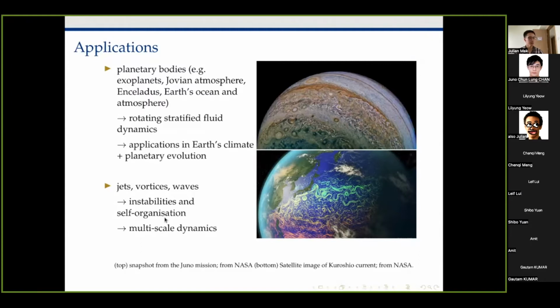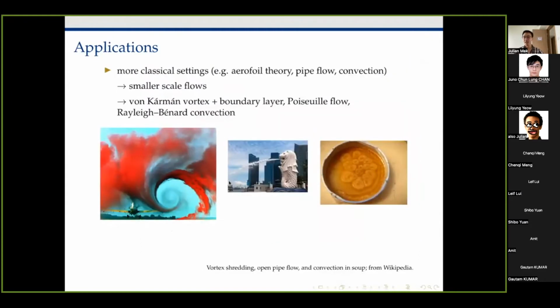In the more classical case, these kind of objects still exist. Here we have the classical example of what's called a von Kármán vortex. This would be a vortex which is shredded from a wing. You get these jets. This is the Merlion in Singapore, where you're shooting out a jet through a pressure differential. This, I think, is convection in a soup. This is what's called Rayleigh-Bénard type convection.